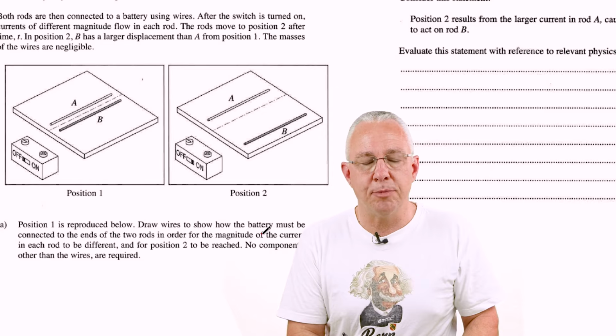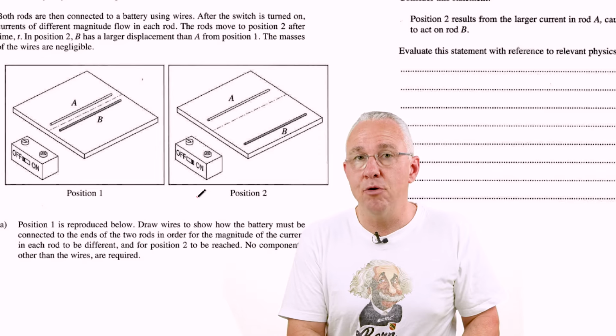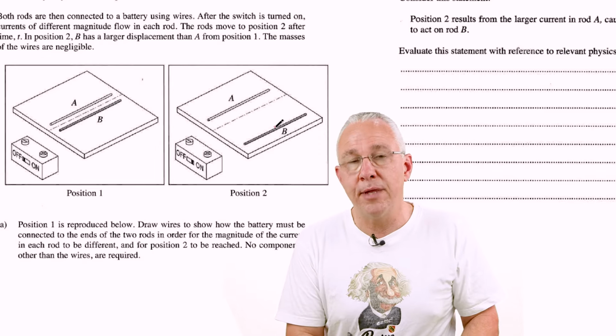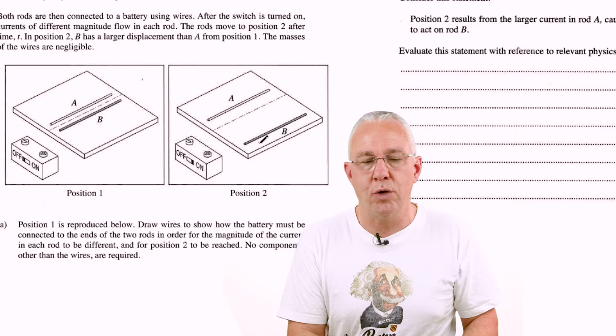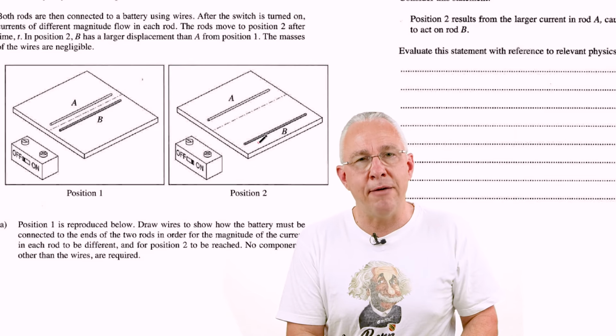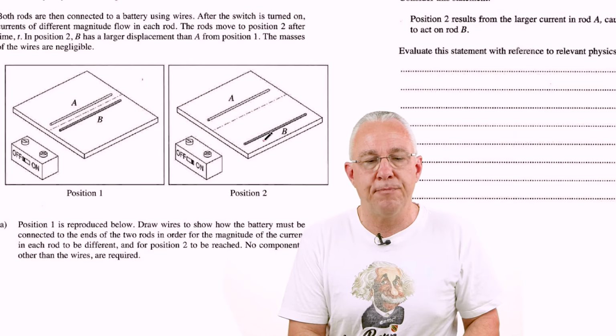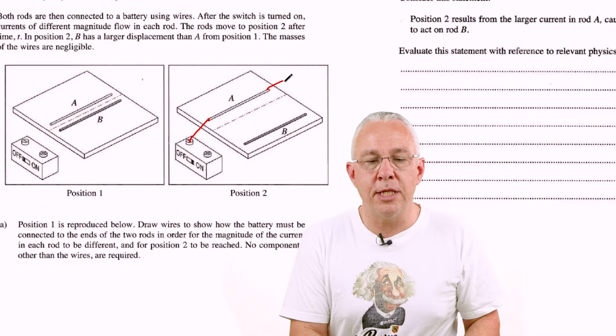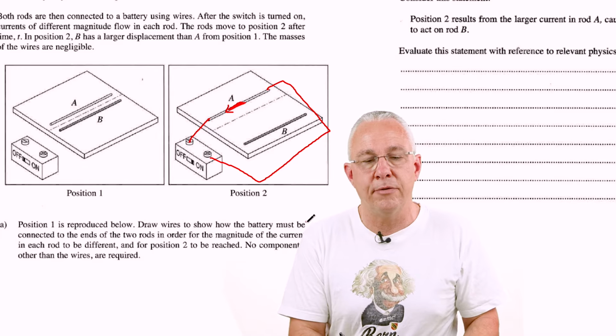So how is that possible? Well, the way to do this is to ensure that the currents are moving in opposite direction. That will produce a repulsion between the two rods. And secondly, to have different currents, they've got to be different circuits. So the way I would connect it is this. I would start here with the negative terminal and connect this up like so. And then I would return this all the way around to connect it to the positive terminal.